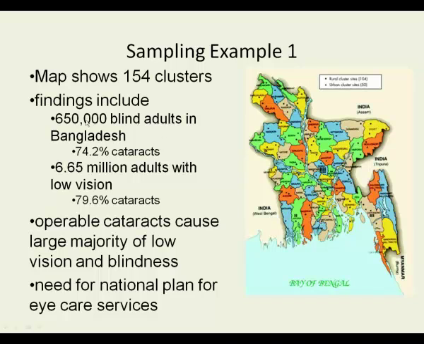They found that there are 650,000 blind adults in Bangladesh, and of those, 74.2% of the blindness was associated with cataracts. There were 10 times as many, 6.65 million, with low vision, and almost 80% caused by cataracts. So their conclusion is that operable cataracts are associated with the vast majority of low vision and blindness. Because these are operable, the policy message is a need for a national plan for eye care services, because these things could be addressed without an enormous amount of expense. It's not too complex. And this is the level of need that's there for cataracts. So they've made their messages come out about 40 million adults from the 12,000 they've spoken to.